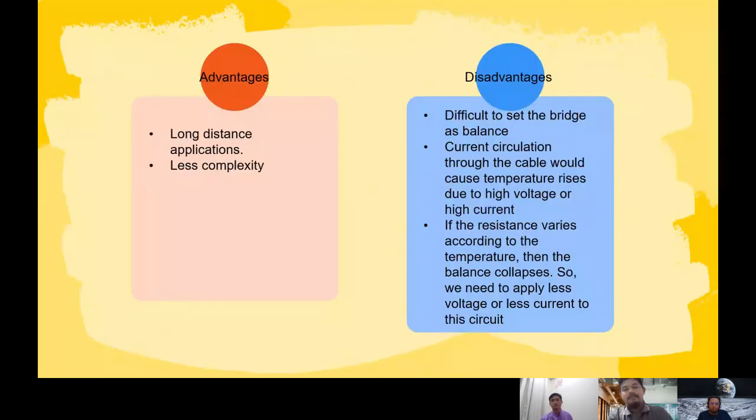So these are the advantages and disadvantages of the Murray loop test. For the first advantage, the Murray loop test is applicable over long distances, and it is also not that complex. It is actually less complex. For the disadvantages, the first one is that it is difficult to set the bridge as balanced.